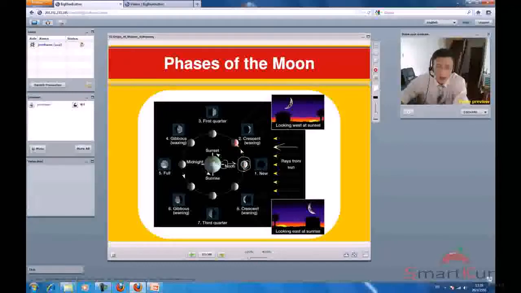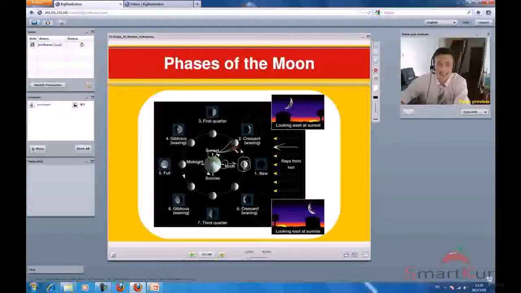Now, because it's dark, we can't see it. And because it's overhead during the day, the sunlight shines too brightly for us to see it. Just like we can't see stars during the day because the sunlight is too bright, we can't see the moon during the day because the light is too bright. So we don't see any moon. That's what we call a new moon.